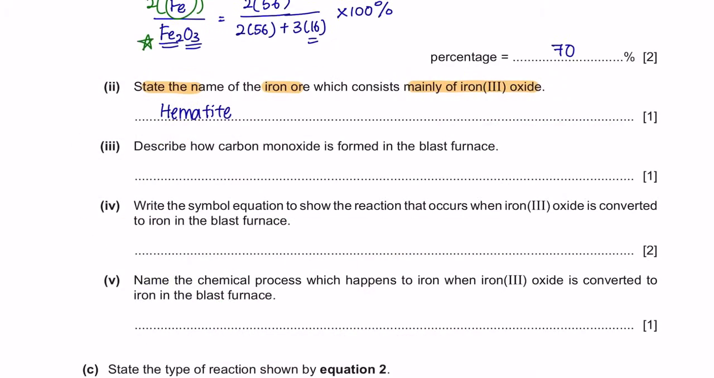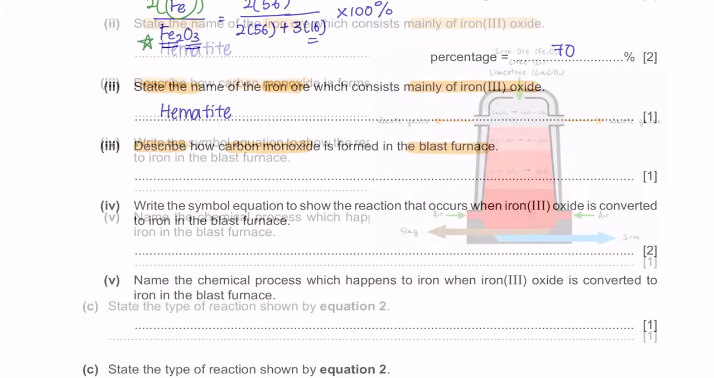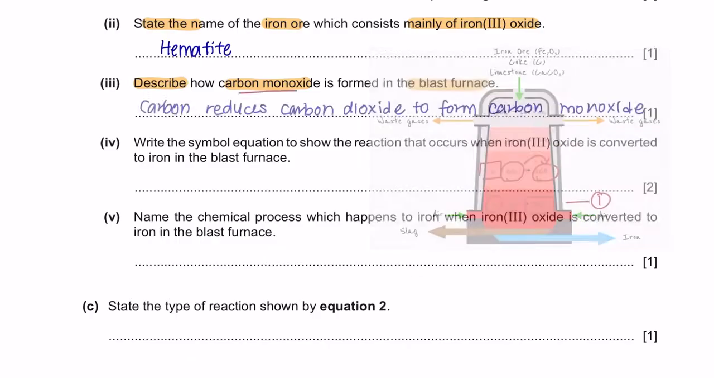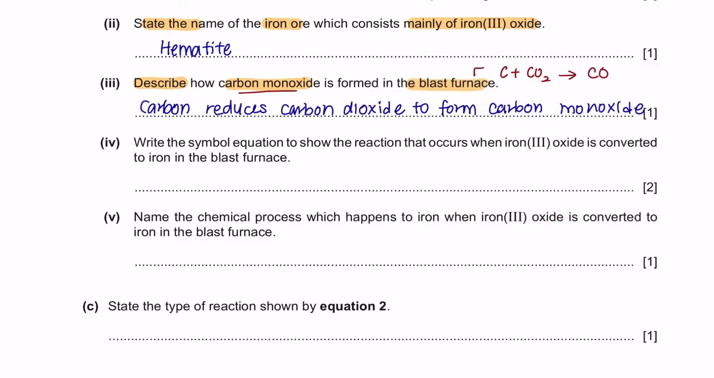Next, part 3. Describe how carbon monoxide is formed in the blast furnace. After the coke is burned in oxygen, it will form carbon dioxide, and the carbon dioxide will then be reduced to form carbon monoxide by reacting with carbon. So you can say carbon reduces carbon dioxide to form carbon monoxide.